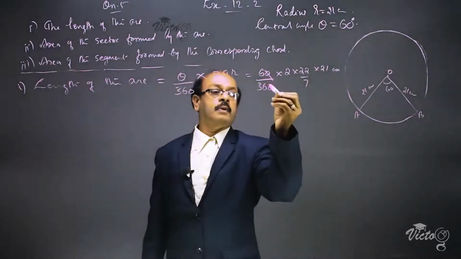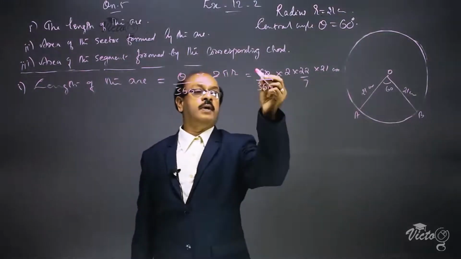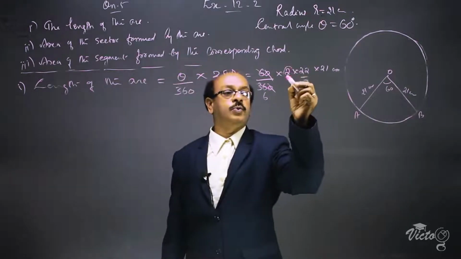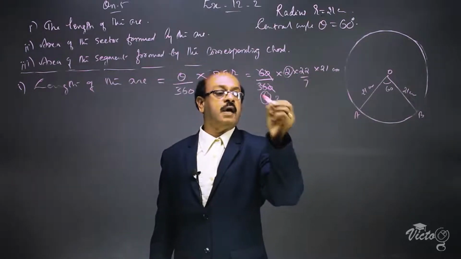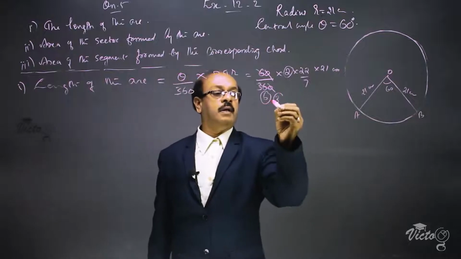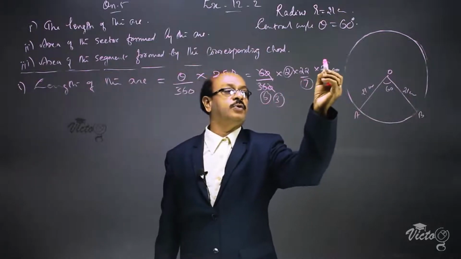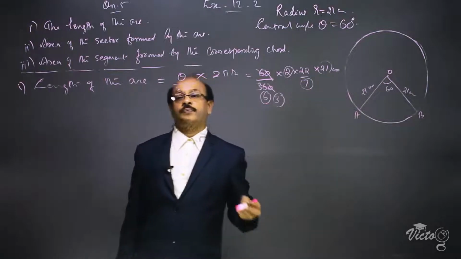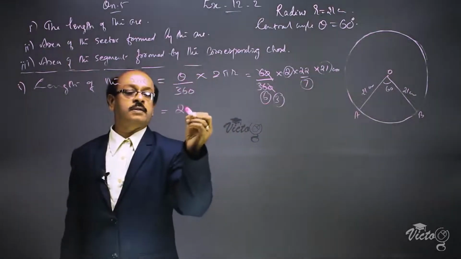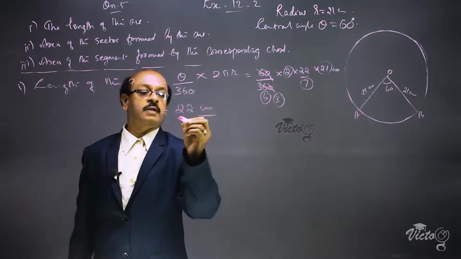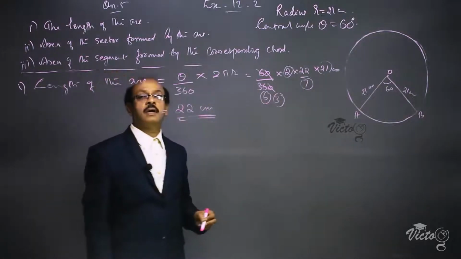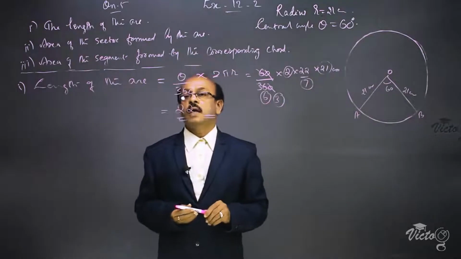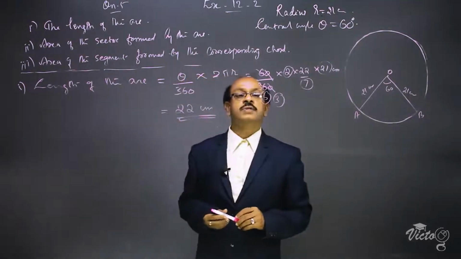Now, cancelling 0 and 0. 6 and 36, it is 6. This 2 and 6 is getting cancelled, leaving 3. Then 3 into 7 is equal to 21, cancelling. The remaining quantity is 22. The length of the arc is 22 centimeter. That is, the first part is over.